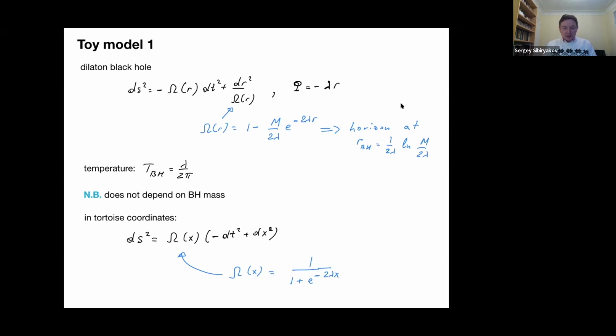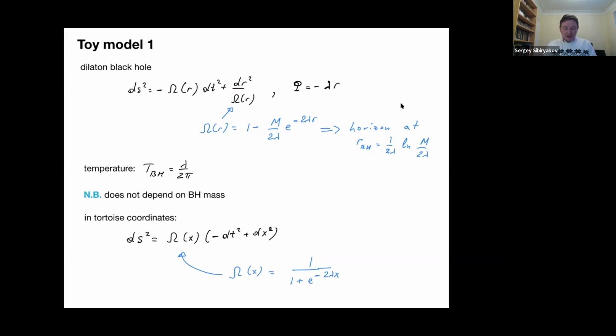In 1+1 dimensions, we have an analog of the Schwarzschild black hole, which are called dilaton black holes. So these are solutions of two-dimensional gravity coupled to a scalar dilaton field. The metric looks like this, and the dilaton field is just linear in the radial coordinate. This metric function has a zero at a certain value of the coordinate, which is analogous to the black hole horizon in 4 dimensions.